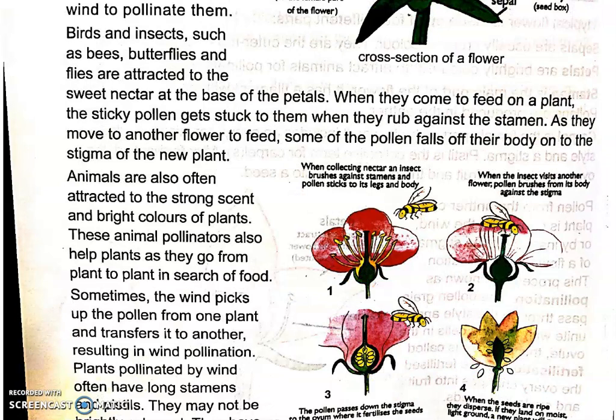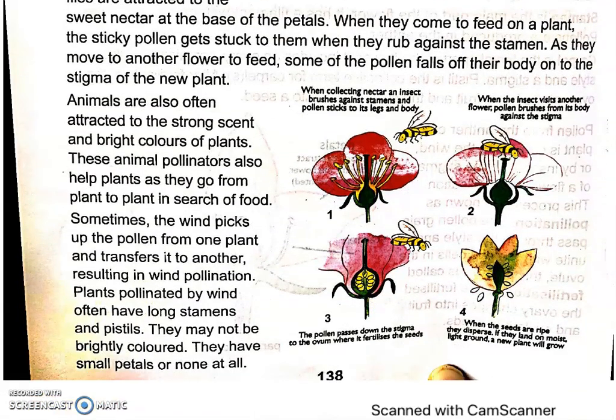When they come to feed on a plant, the sticky pollen gets stuck to them when they rub against the stamen. So when they are rubbing against the stamen, it gets stuck under their feet or their body. As they move to another flower to feed, some of the pollen falls off their body onto the stigma of the new plant. Now let me show you in this diagram.